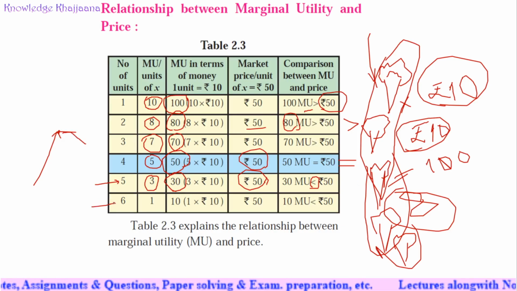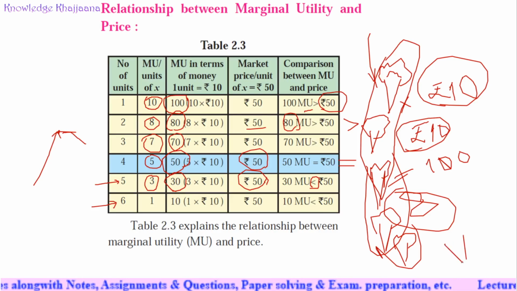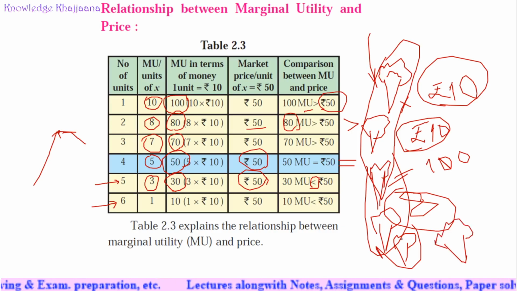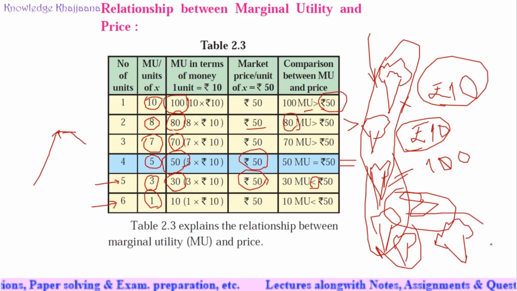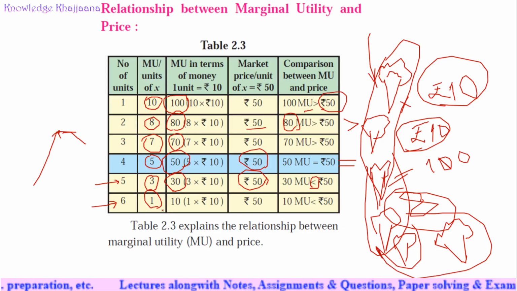Still, if he continues further, having more and more ice cream, that is the 6th ice cream, what will happen? It will 100% become injurious for him. It will prove to be harmful for him, because he says that he got the marginal utility of 1 unit only. So after consuming the 6th unit, if he got marginal utility 1 and that is converted into money, then we can see that he got 10 rupees of marginal utility.